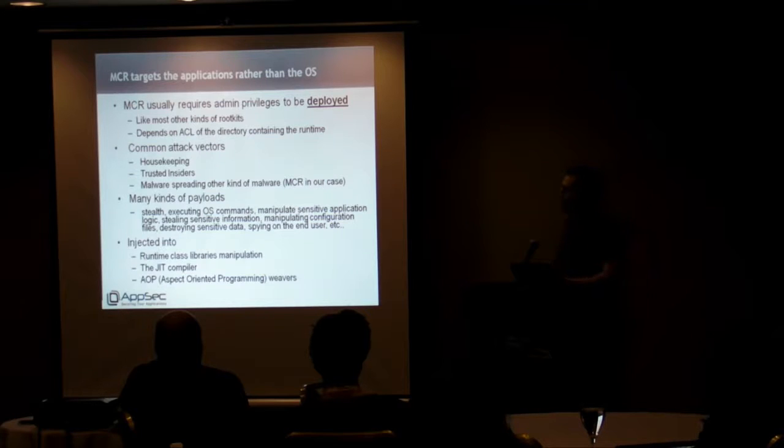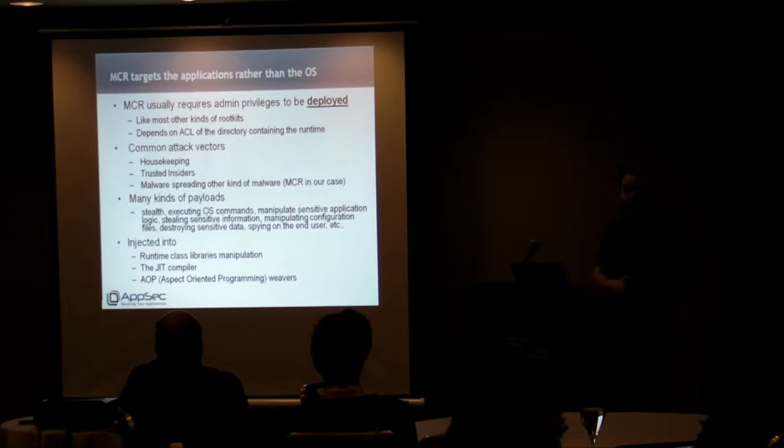A second attack vector is trusted insiders. Trusted insiders are those people that already have access to the machines. We're talking about developers, DBAs, and system administrators. Those are the people sitting in an organization who already have access to the machines, and maybe they want to deploy some kind of attack against the organization. And the third attack vector is when one kind of malware deploys another kind of malware.